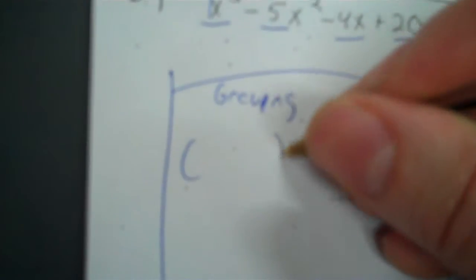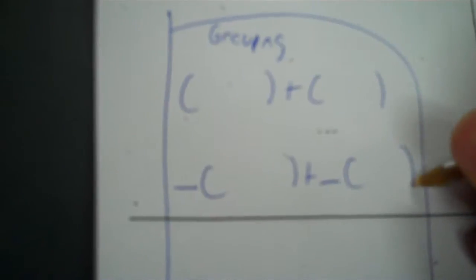So grouping, parentheses plus parentheses, then a little parentheses, big parentheses. So we put the one, these are GCF lines.